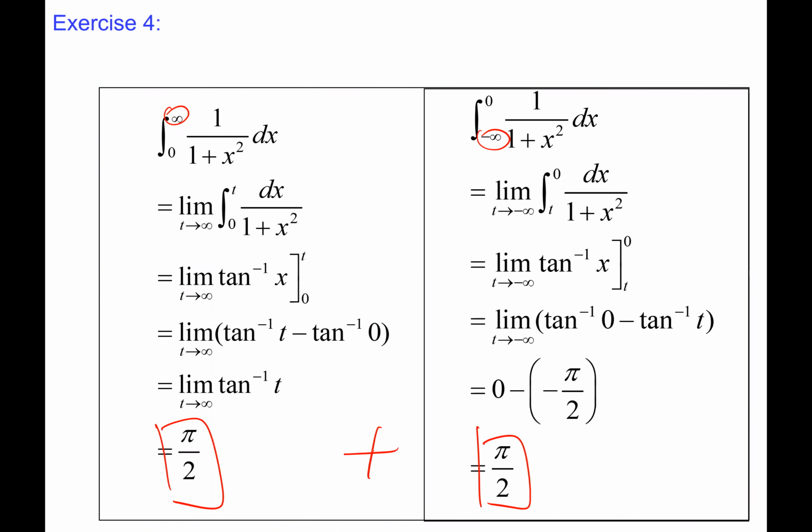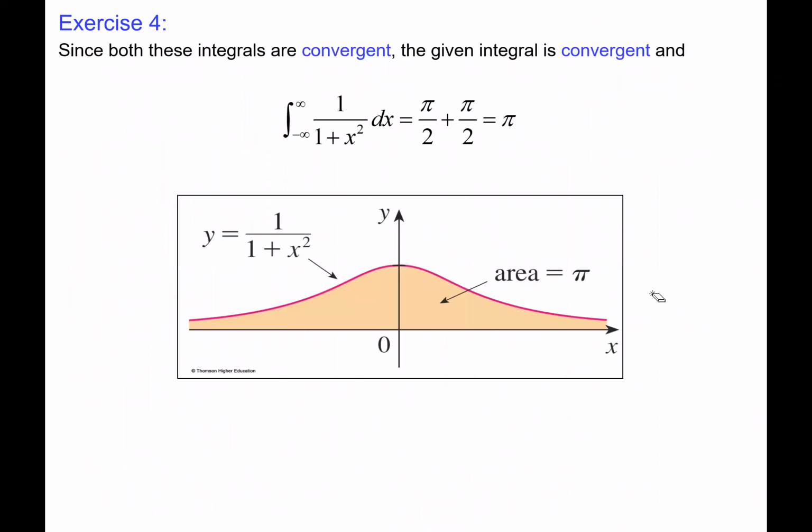And then we can add them together. Okay, please remember, it's so important to know: if one of them is divergent, then we're done. And I have even the graph. That's the function 1 over 1 plus x squared. Okay, and we did the separation at 0. We got pi over 2 on this side, and we got pi over 2 on this side.